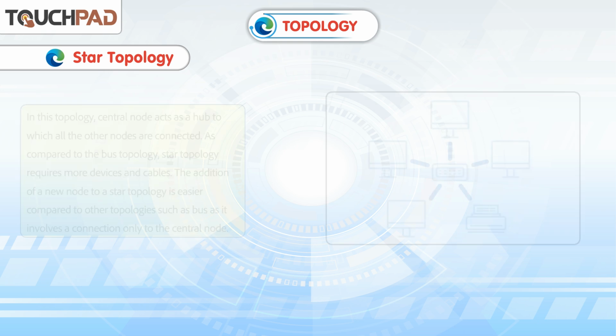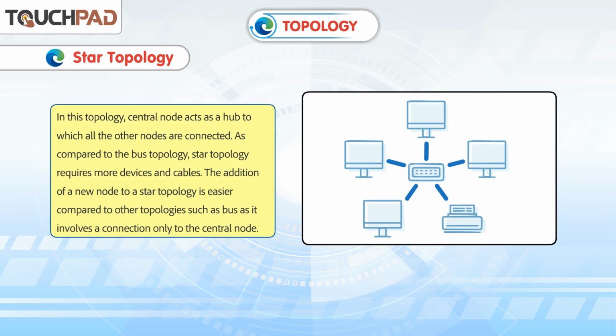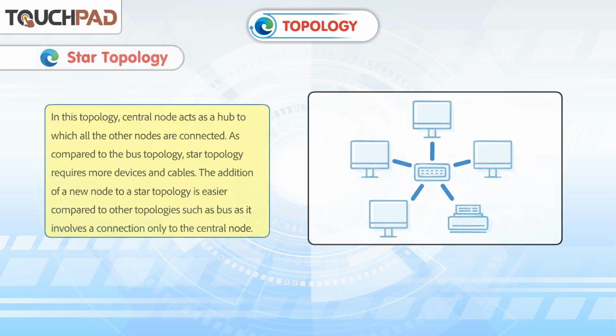Star topology. In this topology, central node acts as a hub to which all the other nodes are connected. As compared to the bus topology, star topology requires more devices and cables. The addition of a new node to a star topology is easier compared to other topologies such as bus, as it involves a connection only to the central node.